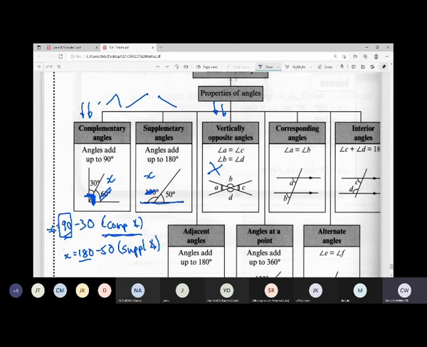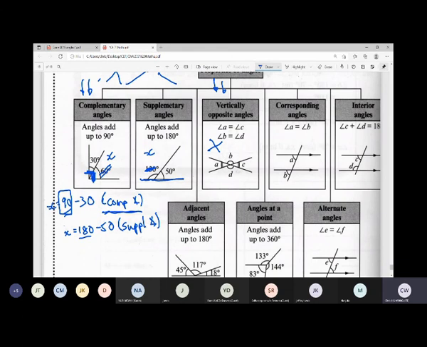Now in the vertically opposite angle, there are indications that show you that they are equal. The indications are when you see both angles opposite, either they have one line, and this one got two lines. Two lines means they are the same. Two on the left, two on the right. That means both are the same. So the number of lines on the angle shows you that this is a vertically opposite angle.